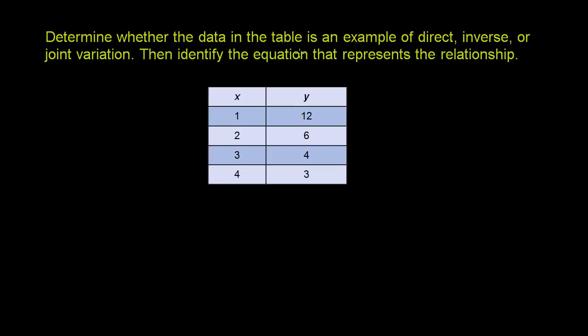Determine whether the data in the table is an example of direct, inverse, or joint variation. Then identify the equation that represents the relationship. So let's just think about what direct, inverse, or joint variation even means.